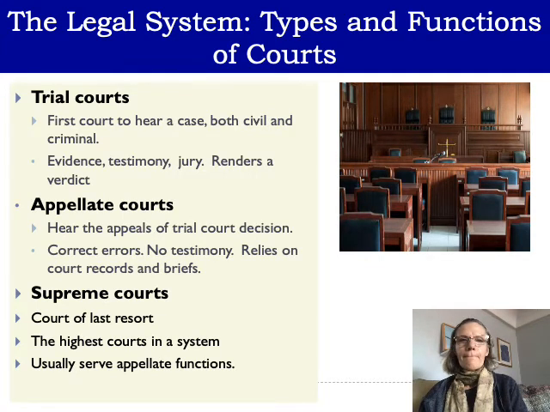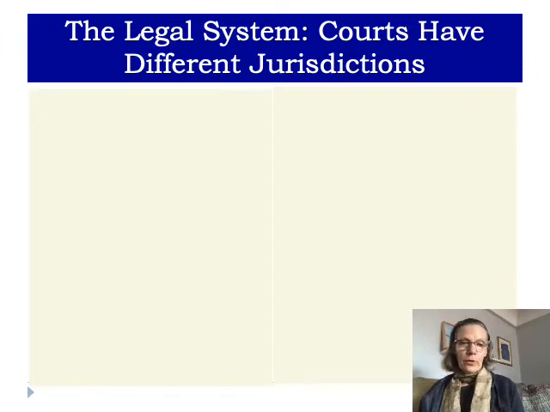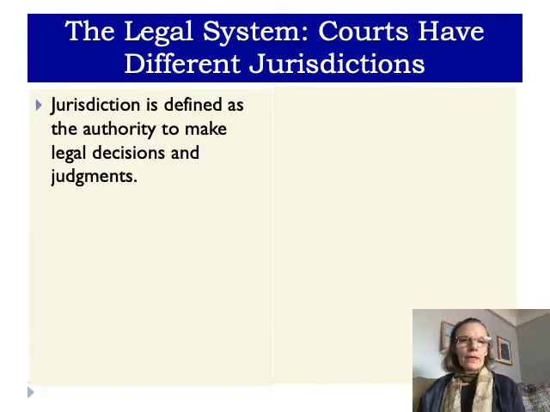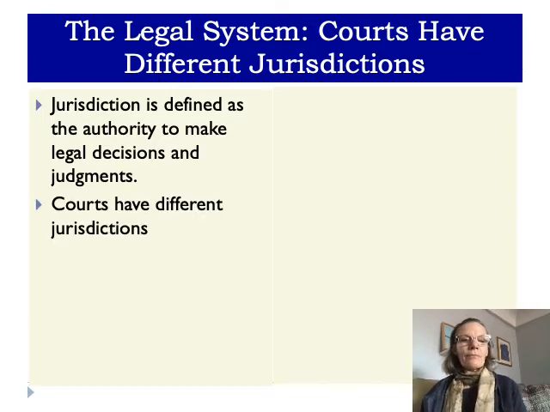Another aspect to the court system in the United States is that courts have different jurisdictions. And just to refresh your memory, jurisdiction is defined as the authority to make legal decisions and judgments. If a court has the legal authority or power to make decisions, it can do it. But sometimes courts don't have the legal authority to make a decision, and so they lack jurisdiction and they can't hear a case. So courts have different jurisdictions.